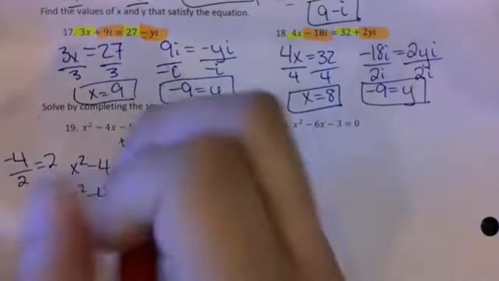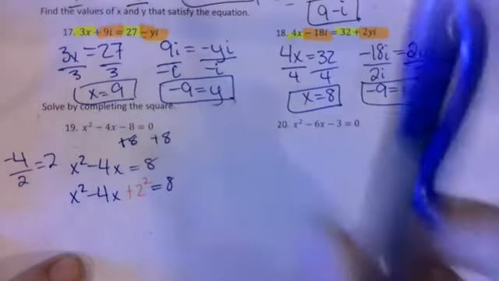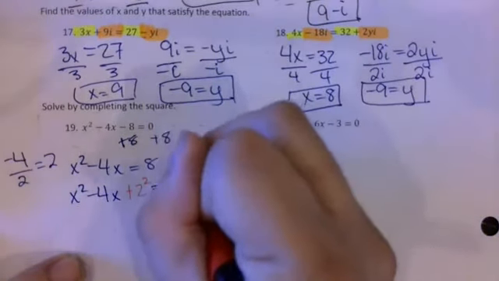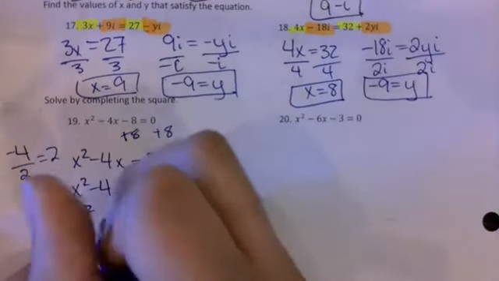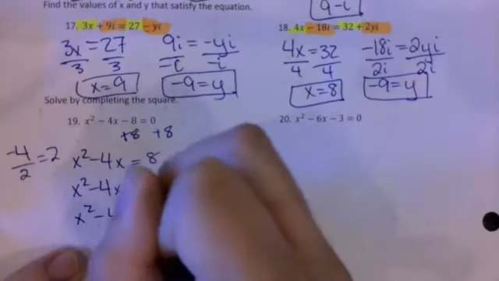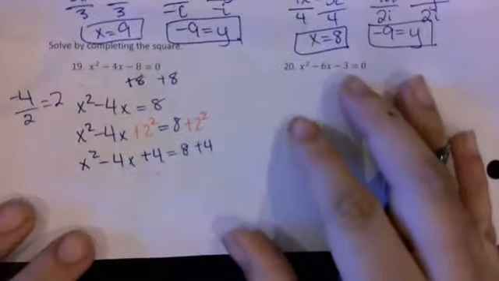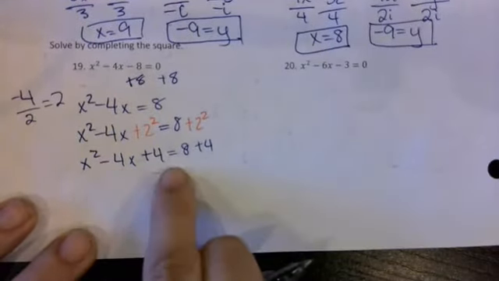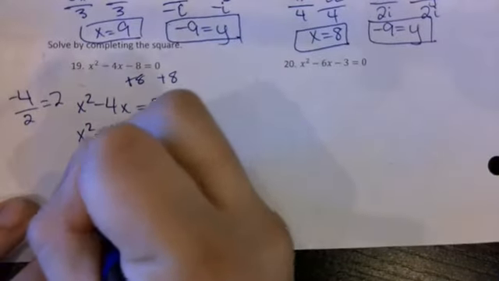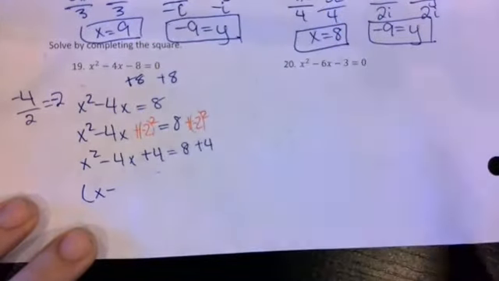I'm going to add 2 squared to both sides, because what I add to one side, I have to add to both. Then I get x squared minus 4x plus 4 equals 8 plus 4. On the left side, I want to factor, so what multiplies to 4 and adds to negative 4? It should have been a negative 2 earlier. I'm sorry, I'm sick and not thinking straight.